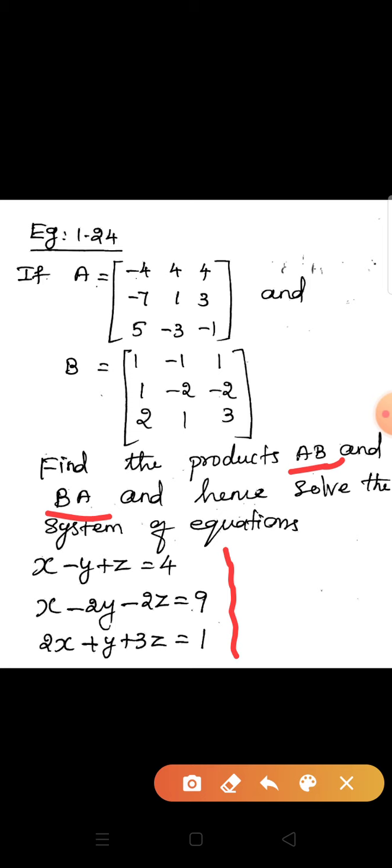That is x minus y plus z equal to 4, x minus 2y minus 2z equal to 9, 2x plus y plus 3z equal to 1. First, the solution starts. We find AB, the product of A and B. First we write A and next we write B. A is minus 4, 4, 4, minus 7, 1, 3, 5, minus 3, minus 1. B is 1, minus 1, 1, 1, minus 2, minus 2, 2, 1, 3.